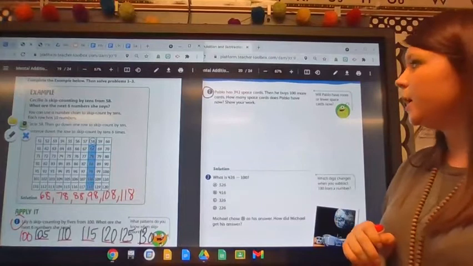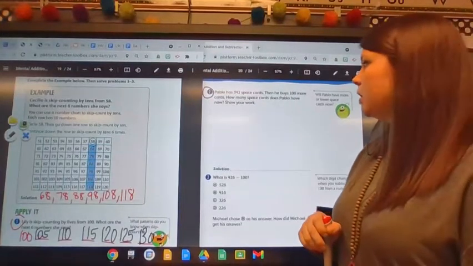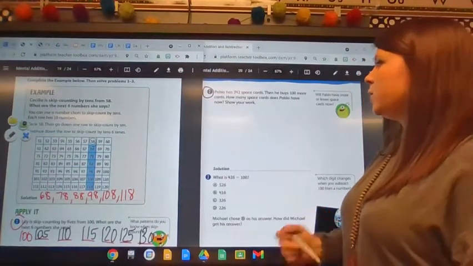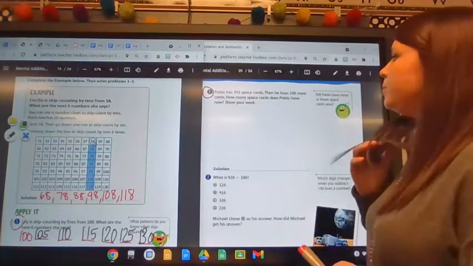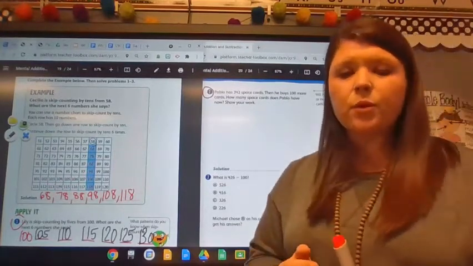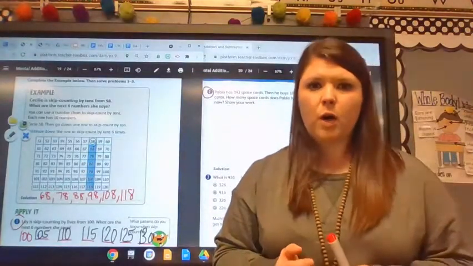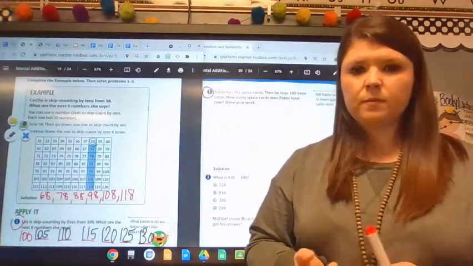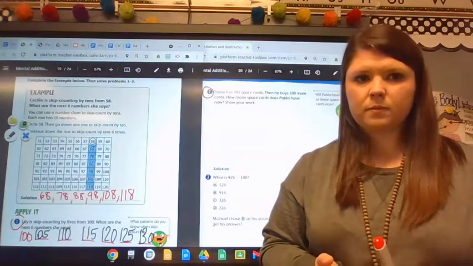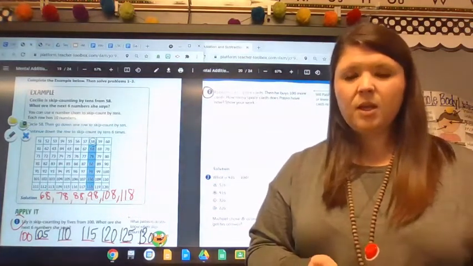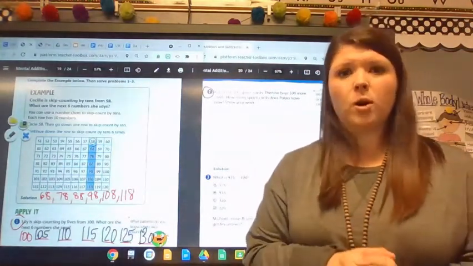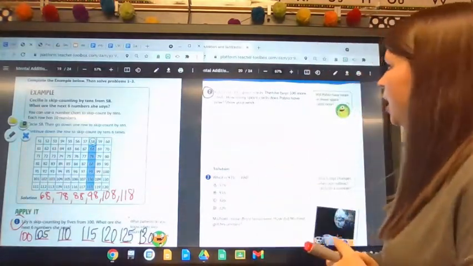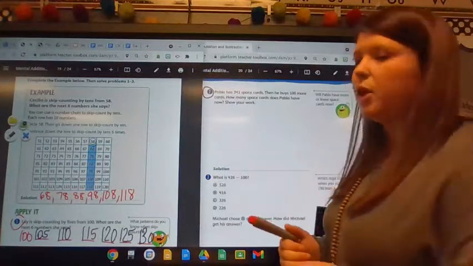Pablo has 342 space cards. Then he buys 100 more cards. How many space cards does Pablo have now? I want you to retell this problem in your own words. So Pablo has some cards. He gets 100 more cards, doesn't he? All right, let's read to see what it is that we need to figure out.